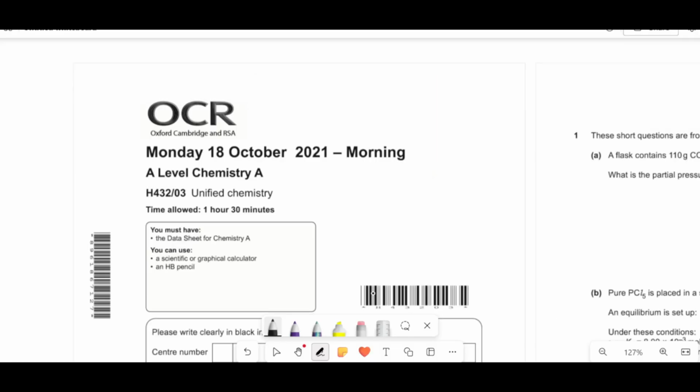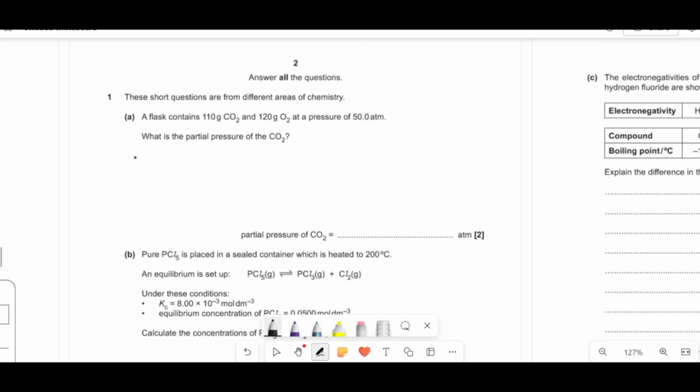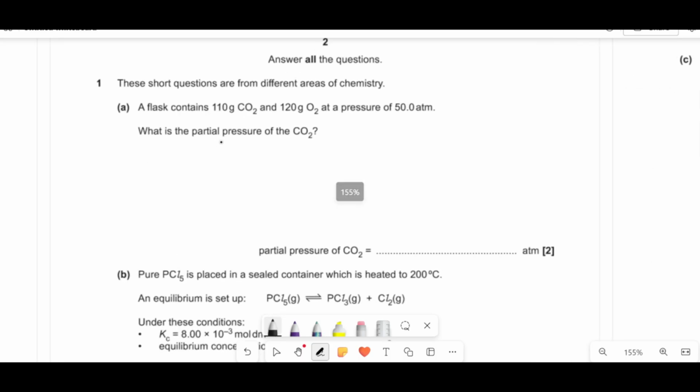Hello everybody, welcome back to another episode of the A-Level Cookbook. Today we're going to be doing the OCR A-Level Chemistry A paper from 2021, and this is paper 3. So let's get started. These short questions are from different areas of chemistry.